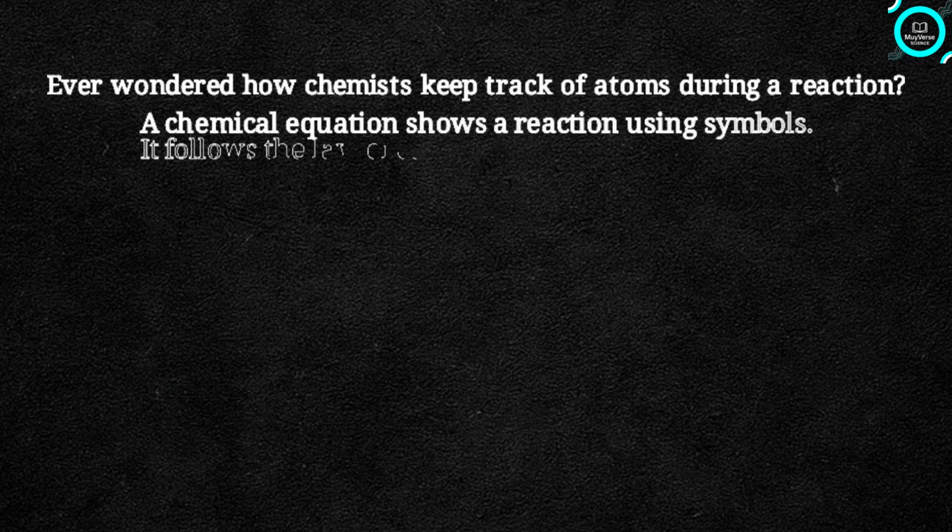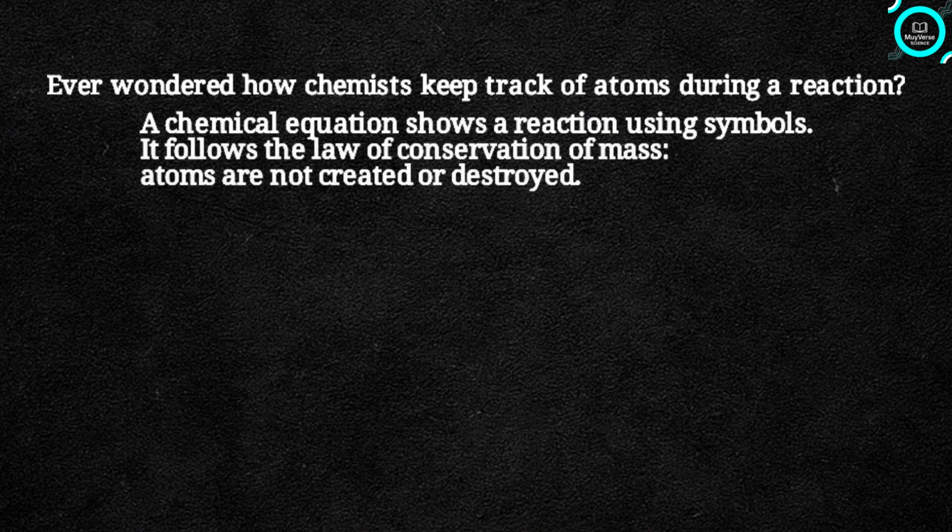Ever wondered how chemists keep track of atoms during a reaction? A chemical equation shows a reaction using symbols. It follows the law of conservation of mass, meaning atoms are not created or destroyed. So the number of each type of atom must be the same on both sides.